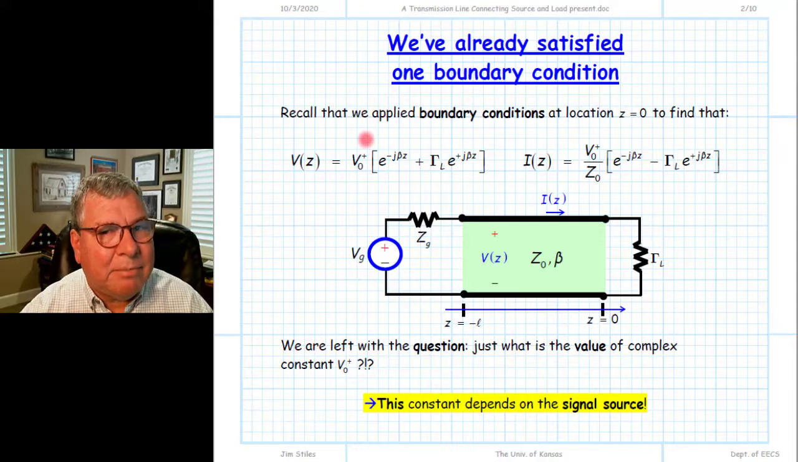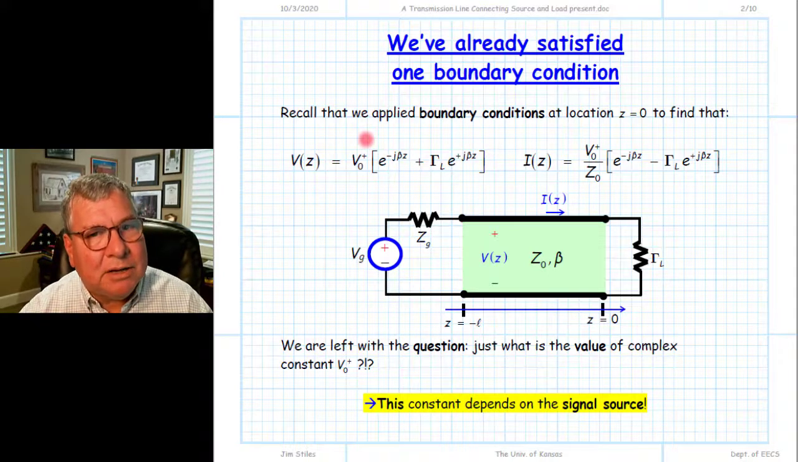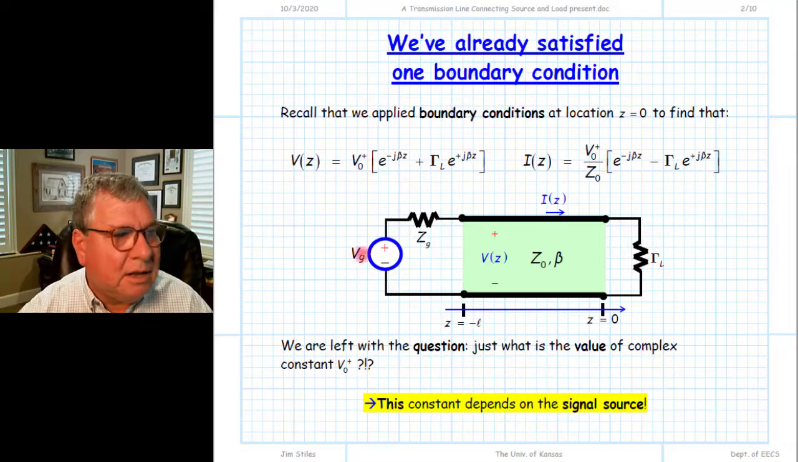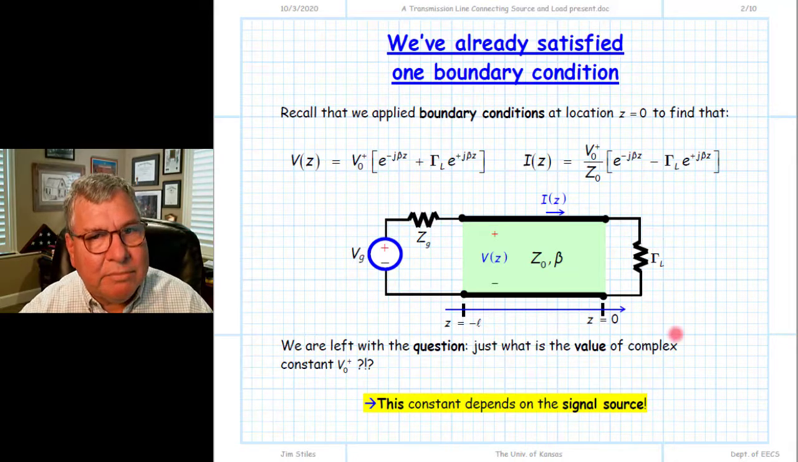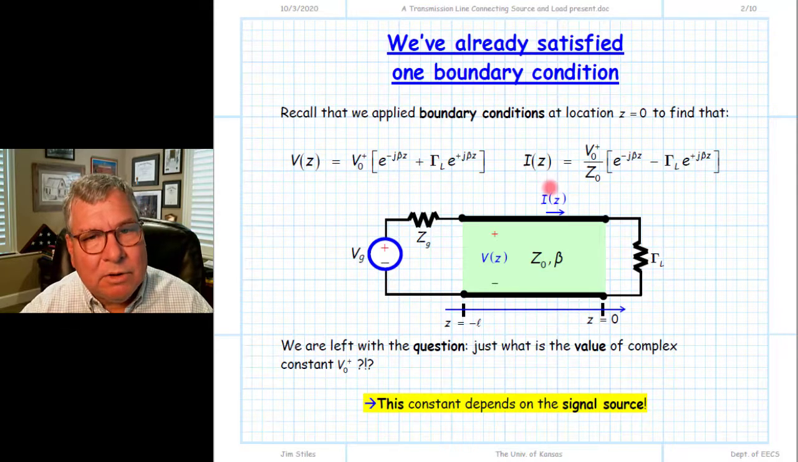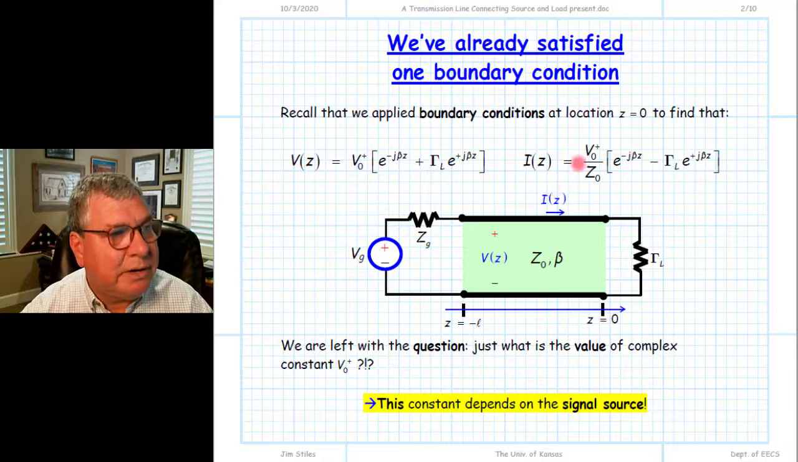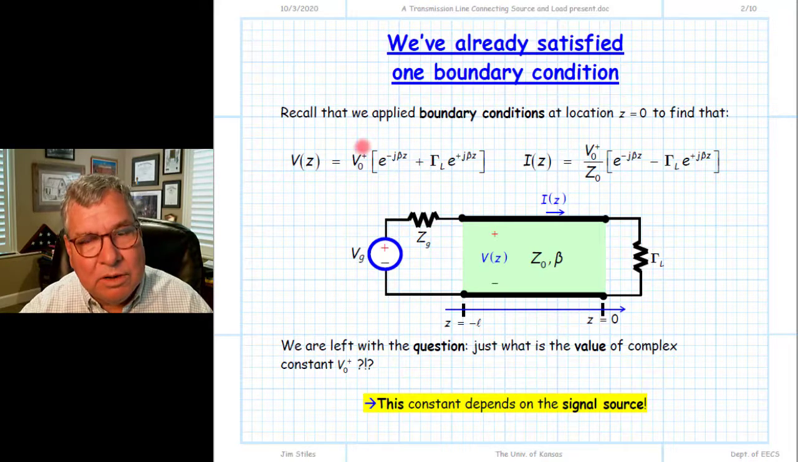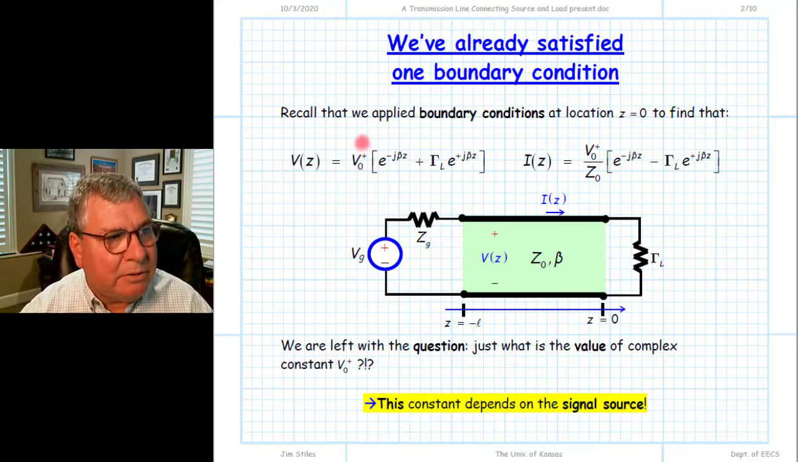The complex wave amplitude V0 plus, the complex wave amplitude of the plus going electromagnetic wave propagating in the direction of increasing z. And of course, we don't know exactly or explicitly what the total voltage or total current is until we determine what this unknown complex constant is. How do we do that? Well, we have a second boundary, and now we have attached something to that boundary. The boundary is at z equal to minus L.